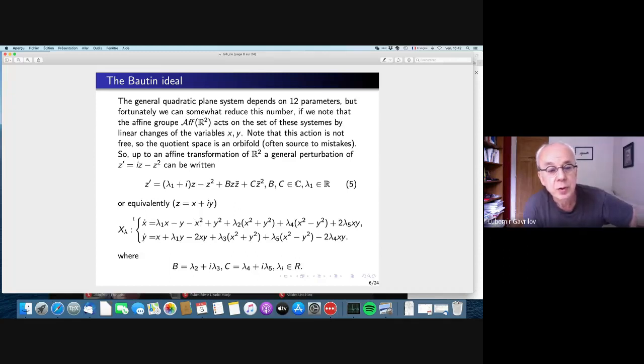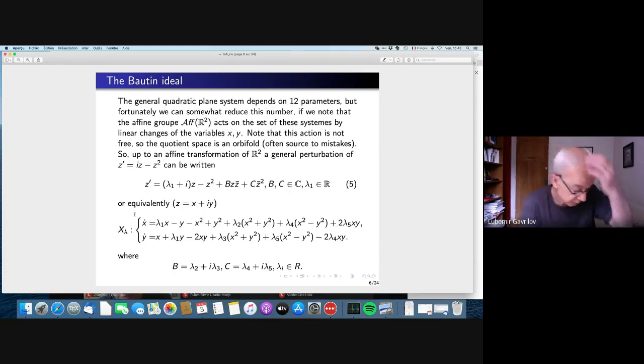So actually, we use this normal form, which is the normal form of Bautin, because locally, in a neighborhood of our system, the action is free, locally only. So there is no problem to take this quotient. So this greatly reduces the number of parameters. And you have, according to Dulac, Kapteyn, the ideal which describes the set of systems which has a center in a neighborhood of our system.